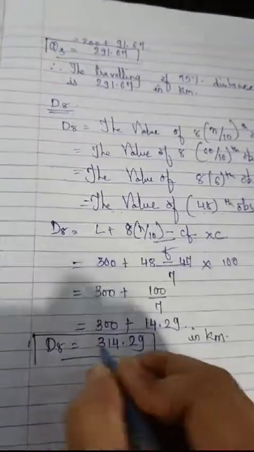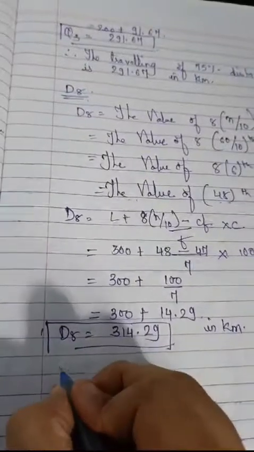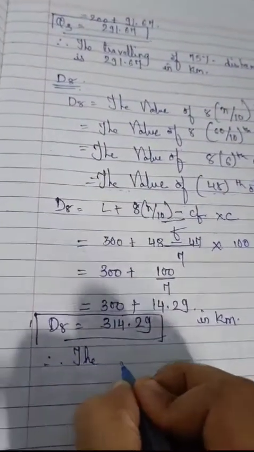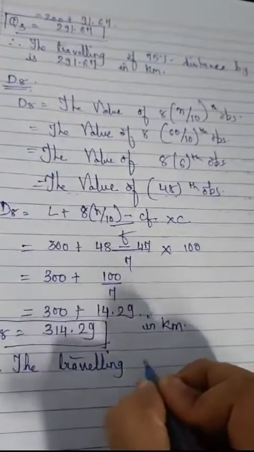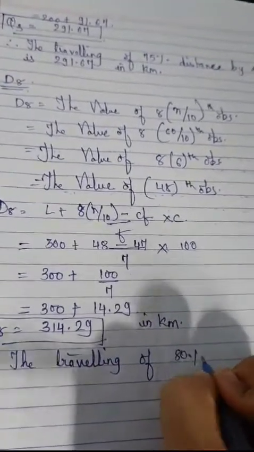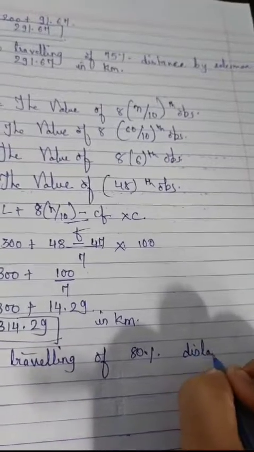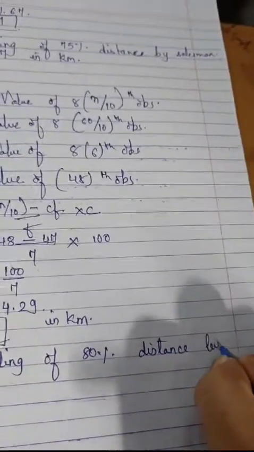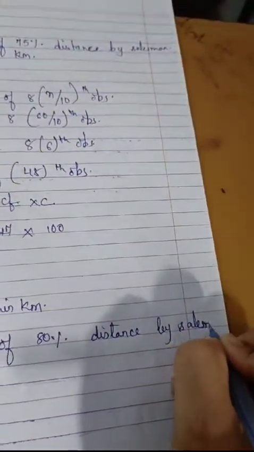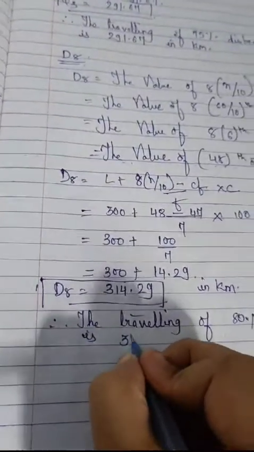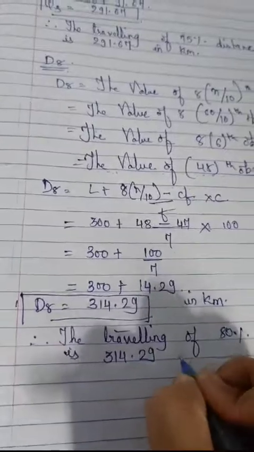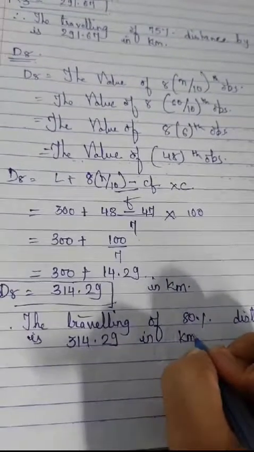Now how to write it? 8 means 80%. Okay. Therefore, interpretation: the traveling of 80% distance by salesman is 314.29 in kilometer. Okay, this was about D8.